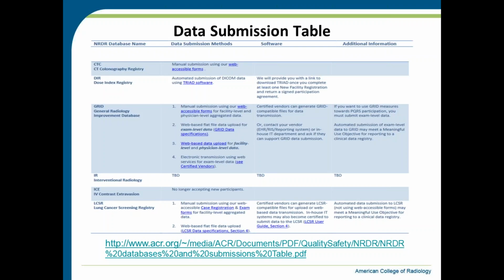Like I mentioned, I broke out slides to show you the difference between the manual submissions, the upload data, and the web services, but we do have a 2-page document that pulls it all together, and it is available on our website. You'll see for the dose index registry, it's automated submission using DICOM data and then using our Triad software, so we do give you the information in more than one place.